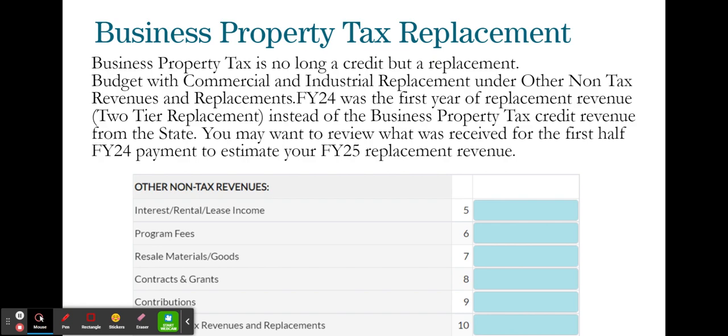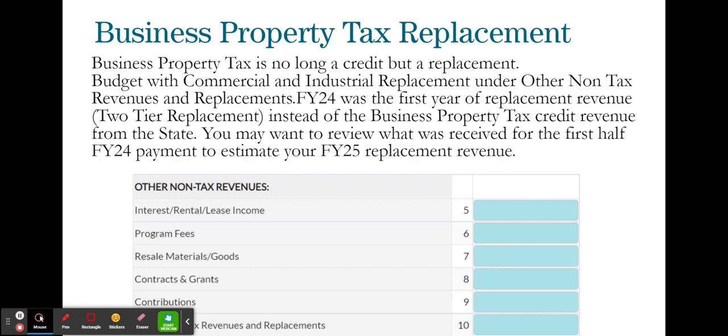The state used to have a credit that was referred to as a business property tax credit. That program transitioned away from a credit, instead to a reduction of taxable value and then a replacement of that loss of revenue from the state. And it's typically known as a two-tier program by the Department of Revenue.